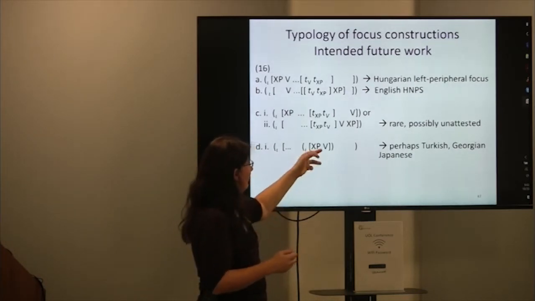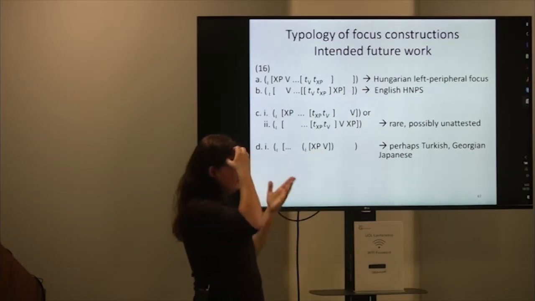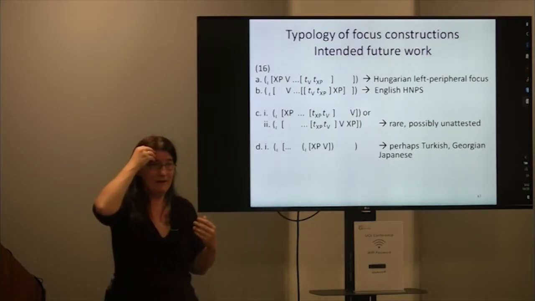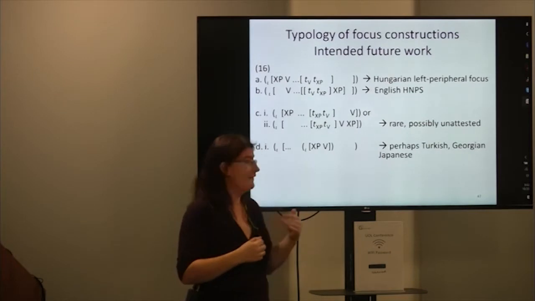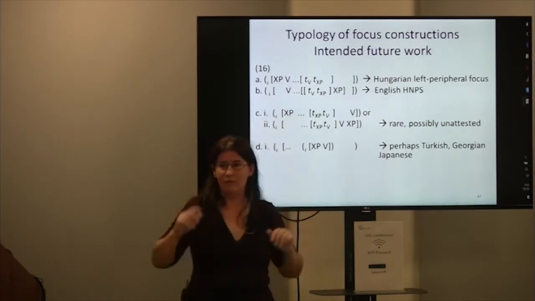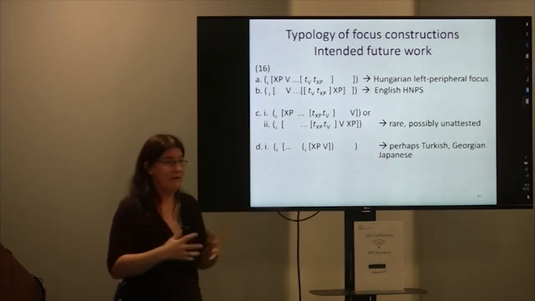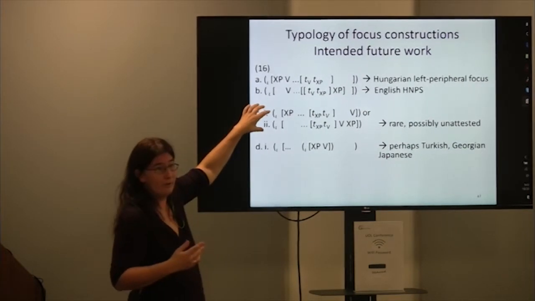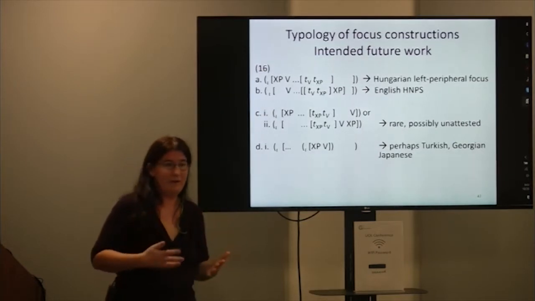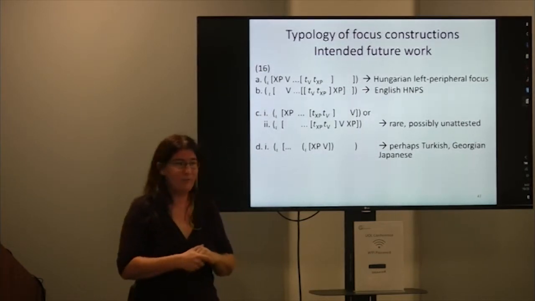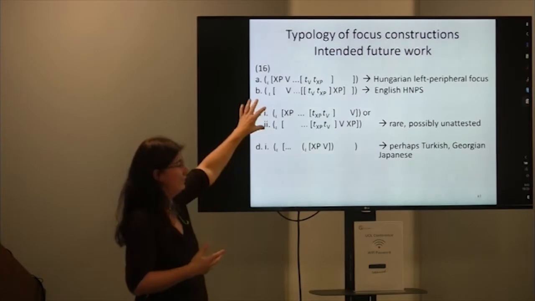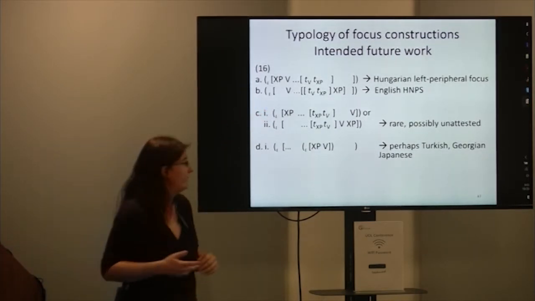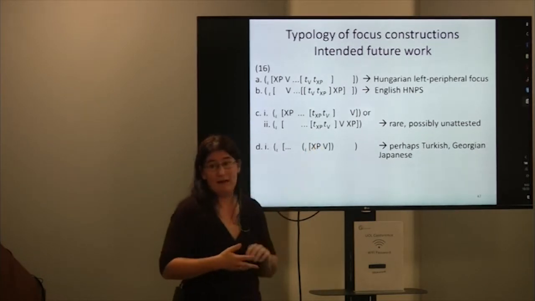And if that's the case for Turkish, if you can exploit this position for focus, then it seems to me to be less likely that you would do all these movements to create a focus position. But as I said, all I can tell you at this point is that this is a logical possibility. It's just my intuition about how head final languages work suggests to me that it's not going to be that well tested, and we would have to wait and see if we can really analyze Turkish in this way.